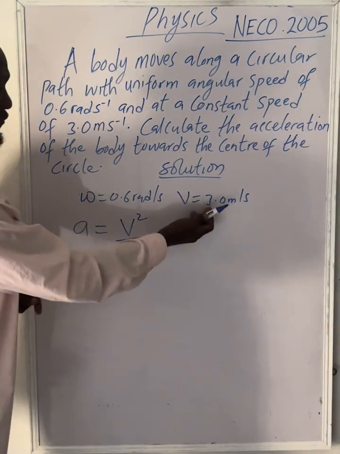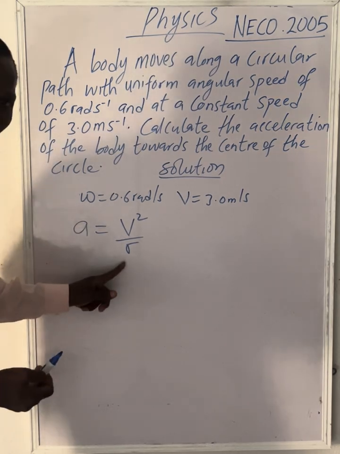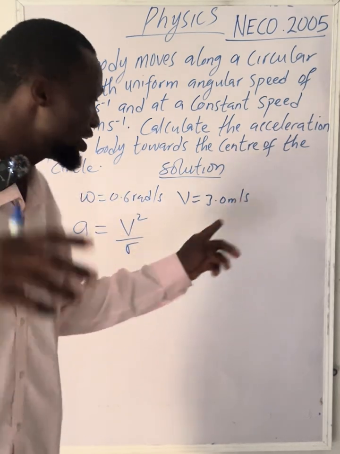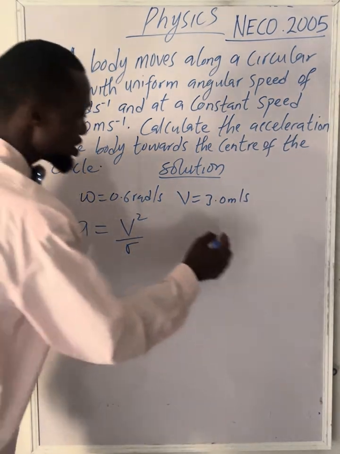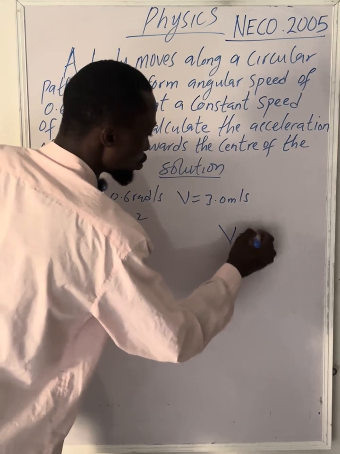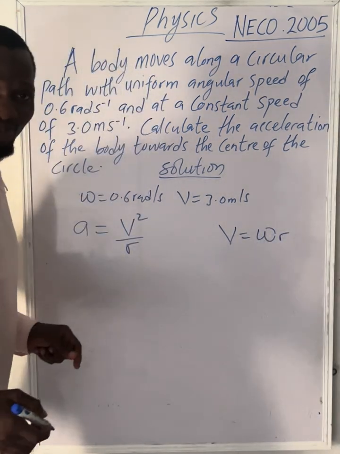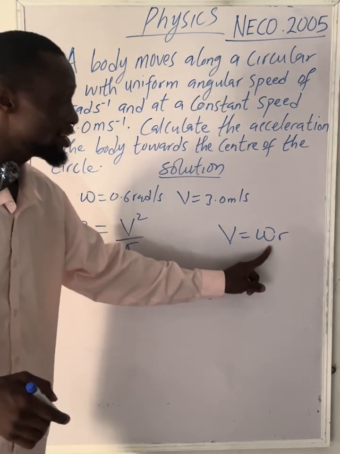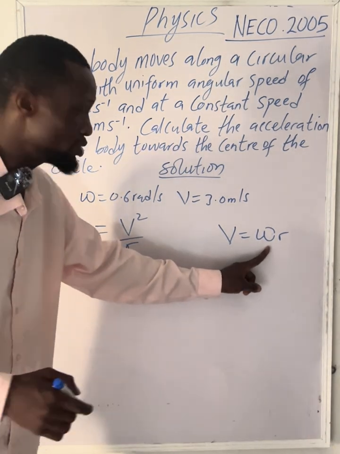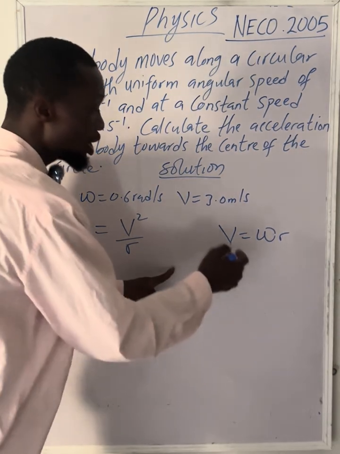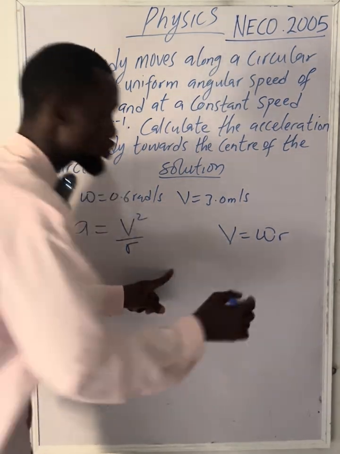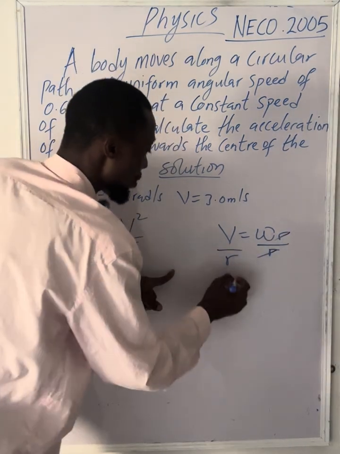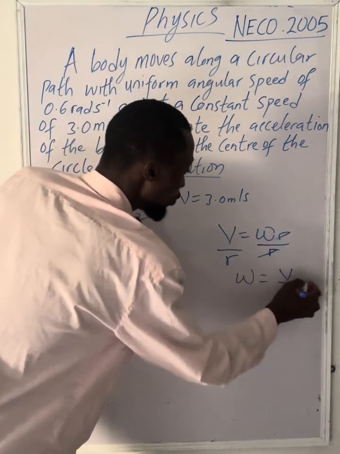But if you look, we have v here, but we do not have r. Instead, we have omega. But now, you should recall that there's a relationship between linear speed and angular speed, which is given by v is equal to omega r. Can we see? So what we are going to do from here is just make omega, which is the angular speed, the subject of the formula. So to make omega the subject of the formula, we divide both sides by r, so that our omega is going to be equal to v over r.